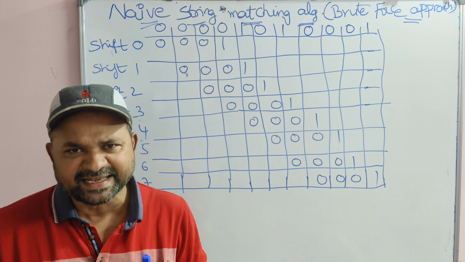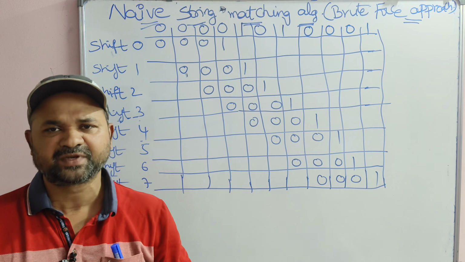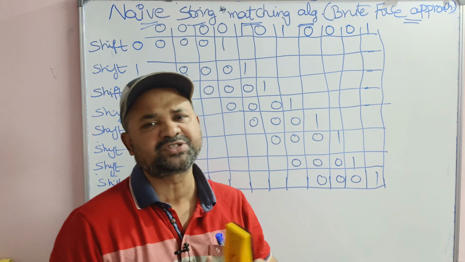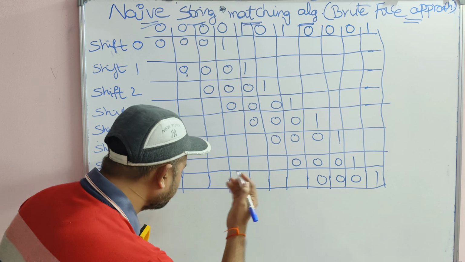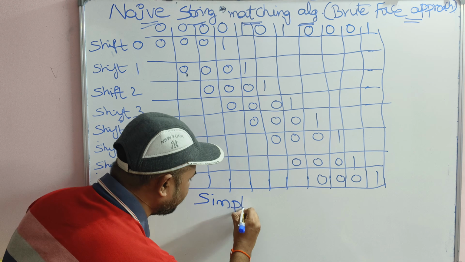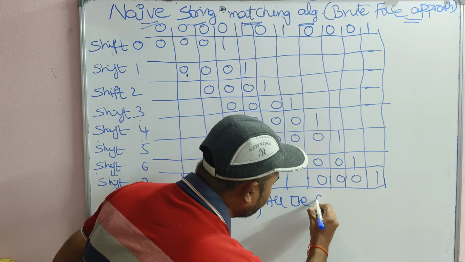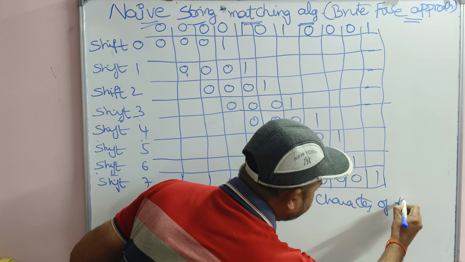Now let us discuss the naive string matching algorithm. This algorithm can also be called the brute force approach. Why? Because brute force approach means it is the simple algorithm, as well as all the characters of the text will be compared.